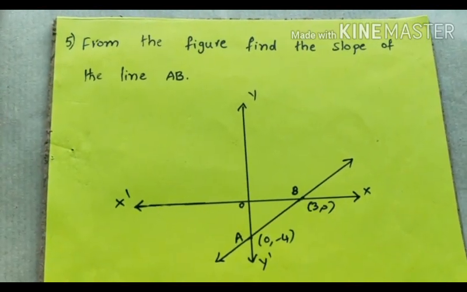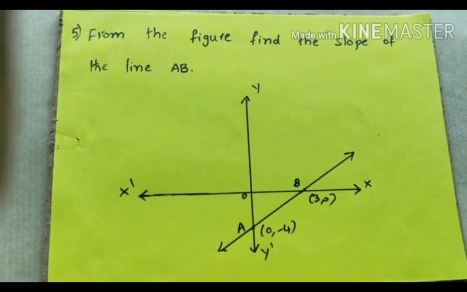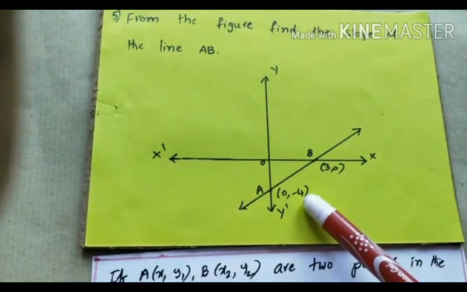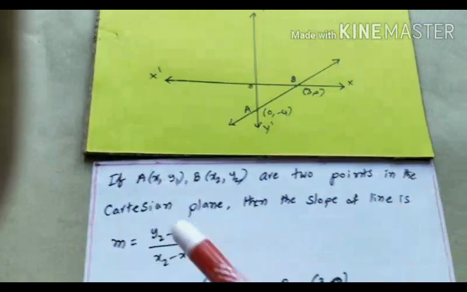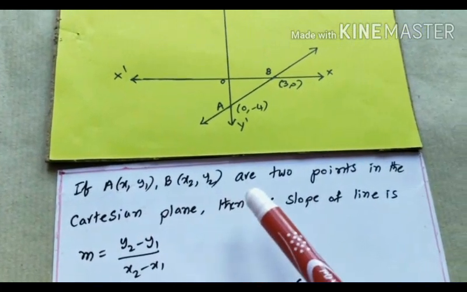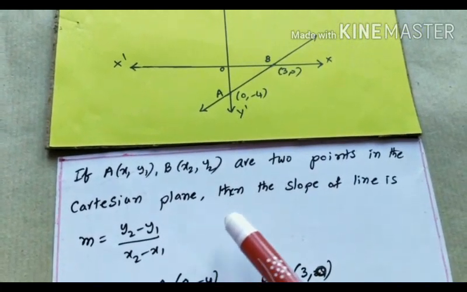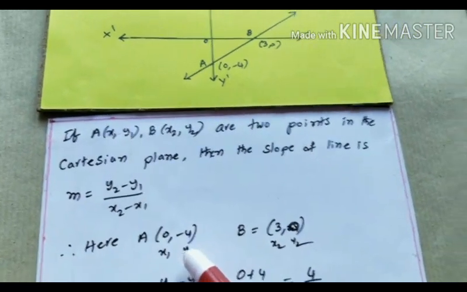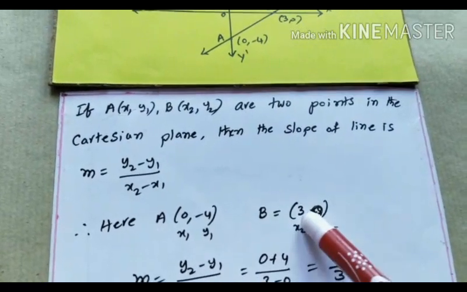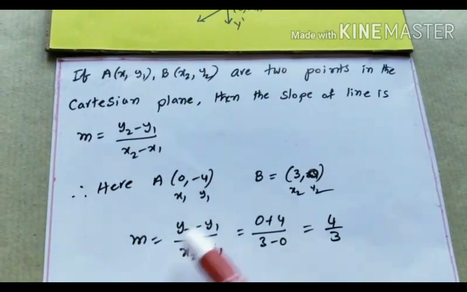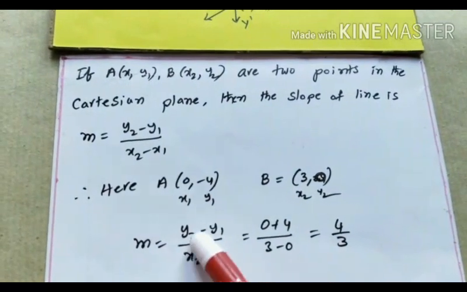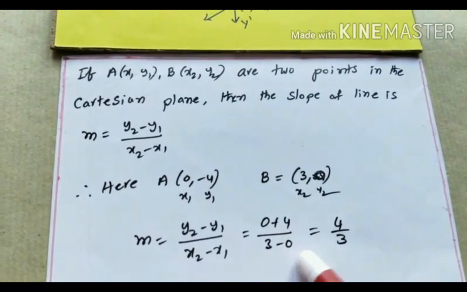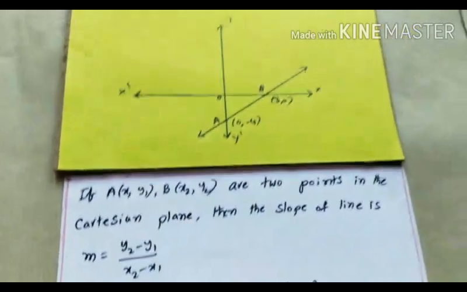Fifth question: from the figure, find the slope of the line AB. Here two points are given, A (0, minus 4) and B (3, 0). If A (x1, y1) and B (x2, y2) are two points in the Cartesian plane, then the formula for the slope of the line is m equals (y2 minus y1) by (x2 minus x1). Substituting the values, m equals (0 plus 4) by (3 minus 0), that equals 4 by 3. That is the answer.